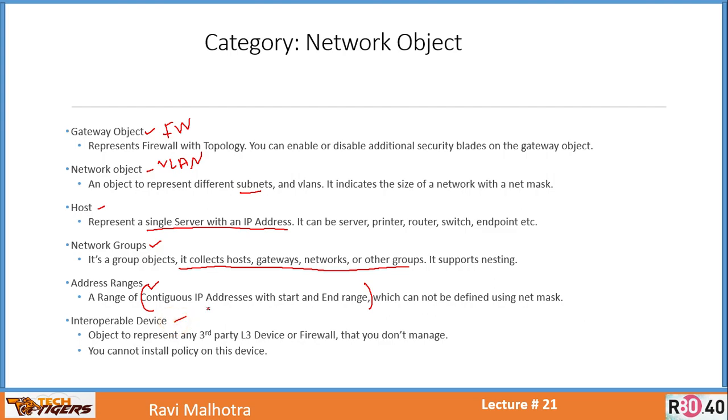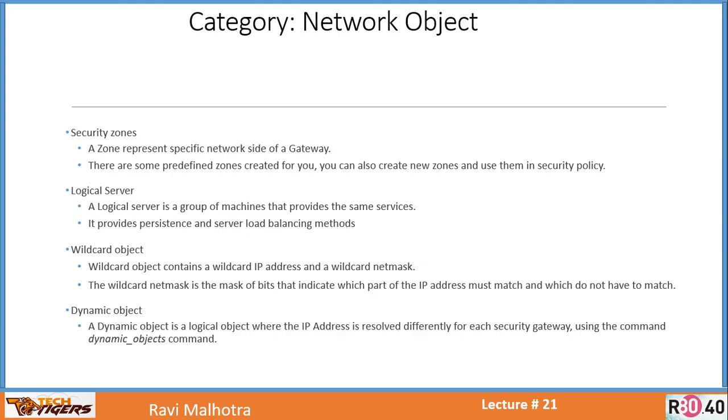Interoperable device. Assume that you want to create a VPN tunnel with one of your partners, and that partner has a Cisco router. So you can define that Cisco router in your configuration as an interoperable device. So, an object to represent any third party L3 device or firewall that you don't manage. You cannot install policy on this device. That's very important, guys. Sometimes this question comes in an exam, that can you install policy on an interoperable device? No, we cannot install policy on an interoperable device.